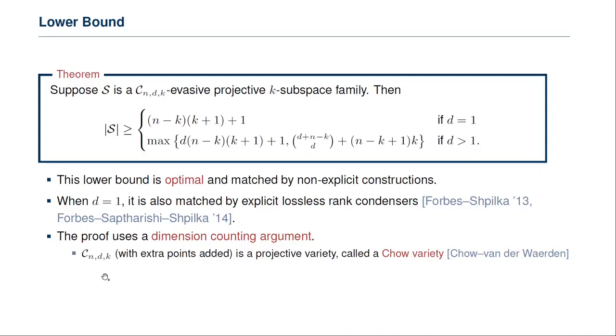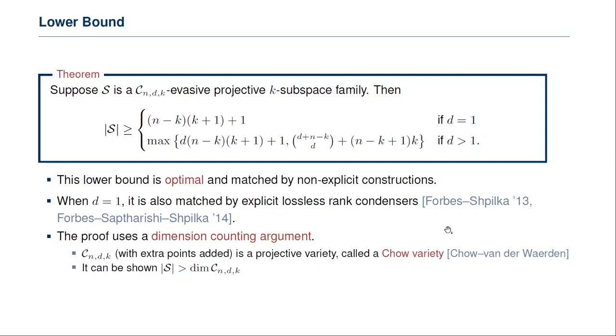So it can be shown that the set C and dk, after adding some extra points, is actually a projective variety, and this is called a Chow variety in the literature of algebraic geometry. And the way to implement a variety structure uses the Chow form that we mentioned before.